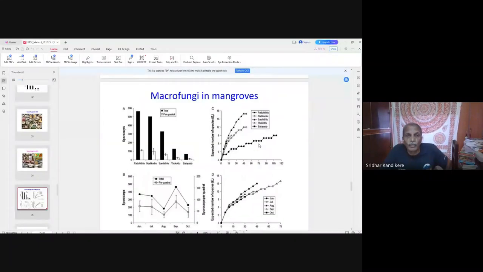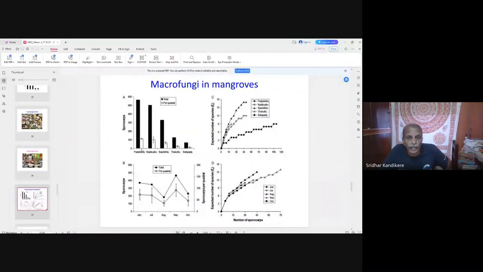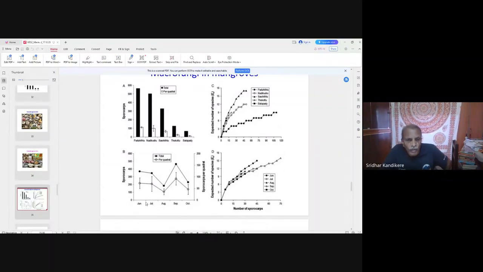The macrofungi in mangroves: when we take five different mangrove ecosystems, one of them, Paduhitlu, showed the highest number, then the other species are decreasing. This is per quadrat, but quadrat and total, that is the sporocarps, are decreasing in almost a similar way. And if you take different seasons, the sporocarp is highest in September, first peak and second peak. Right? So this is per quadrat.